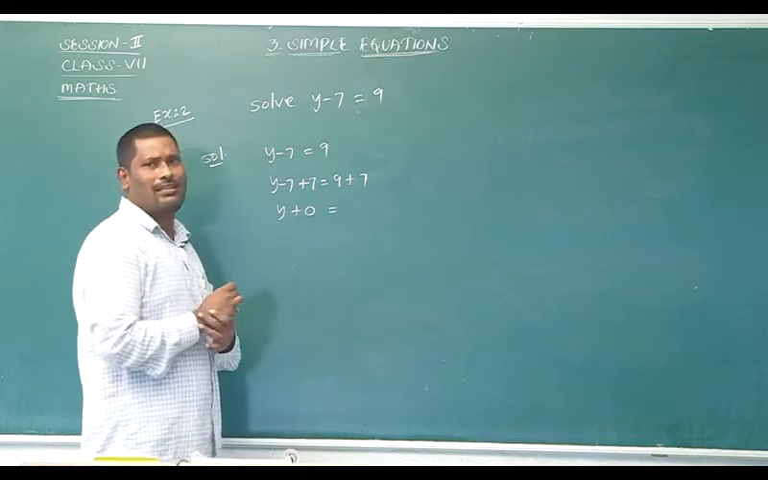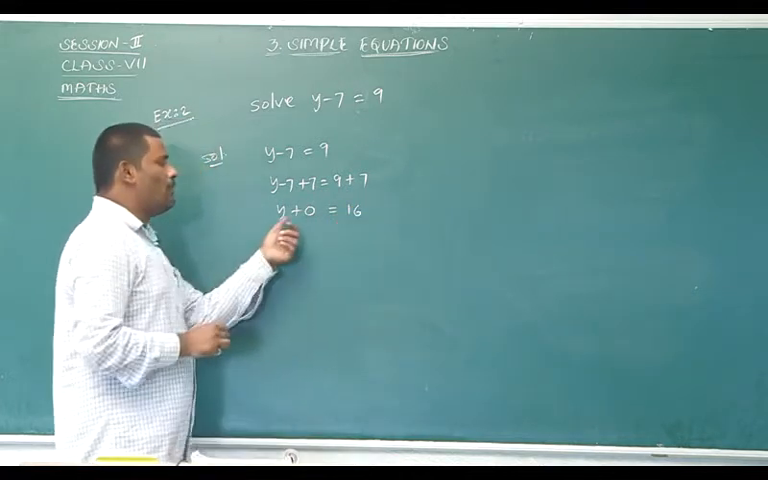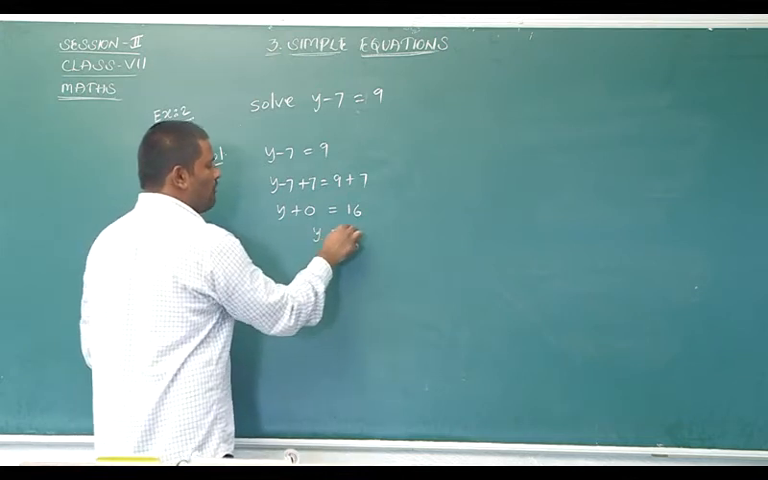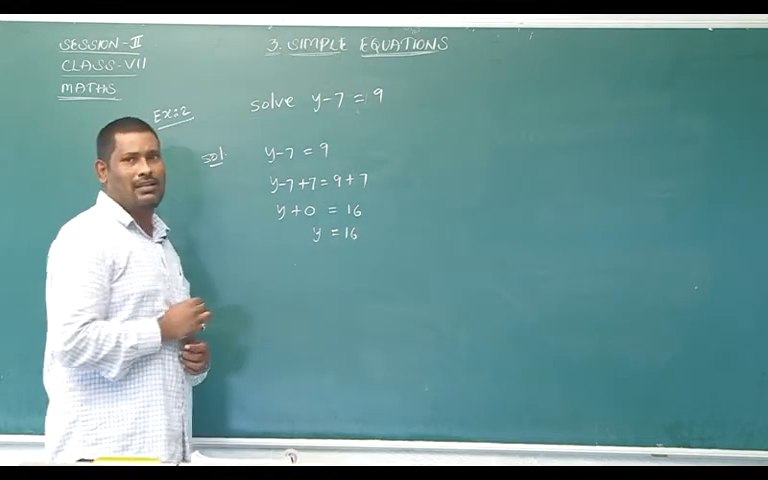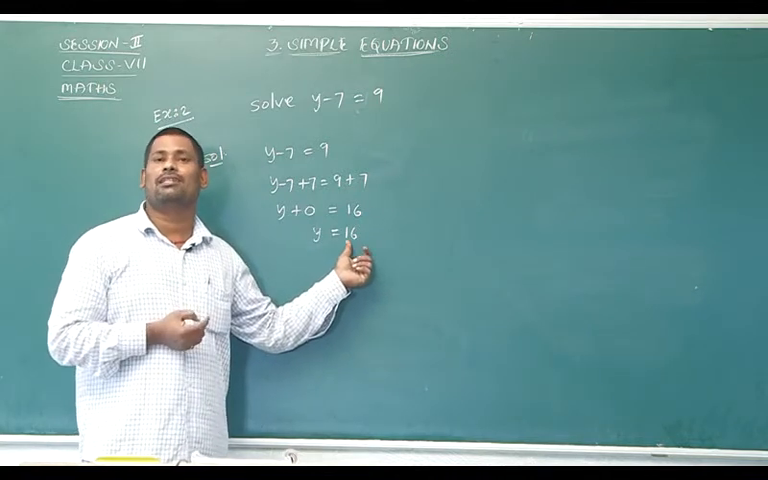9 plus 7, what do I get here? 16. y plus 0 equals y. So y equals 16 I got here. So I got the variable y value, that is 16. So the solution of the equation is 16.